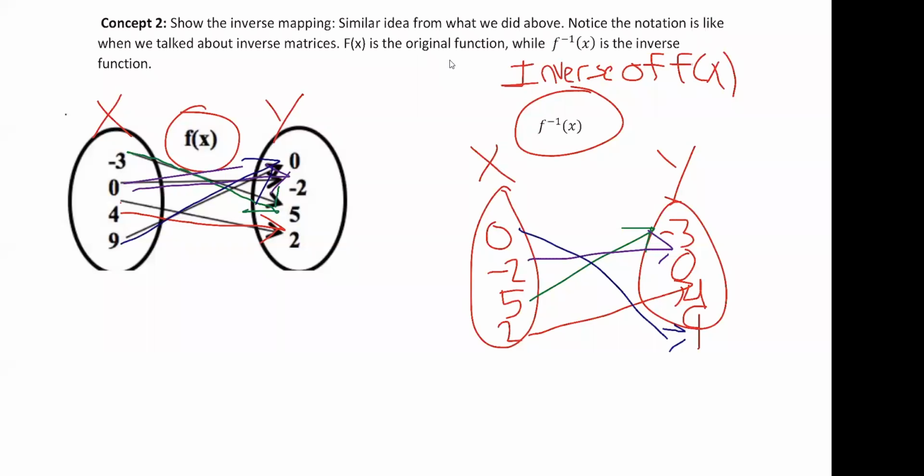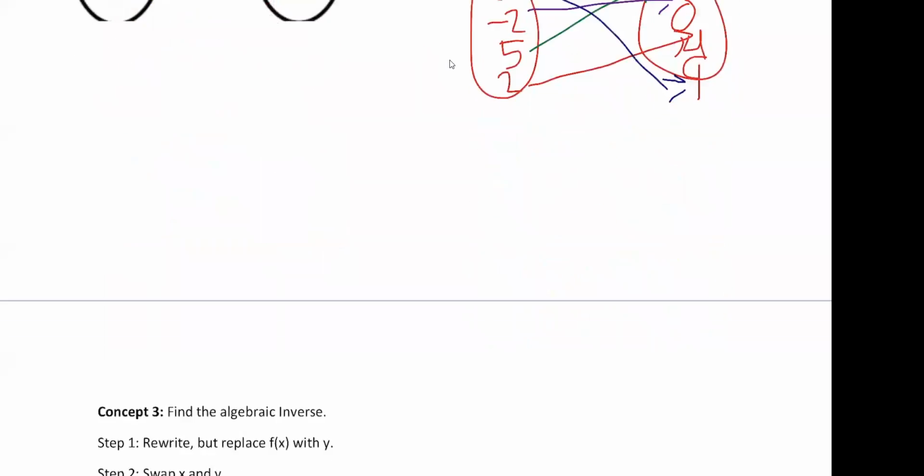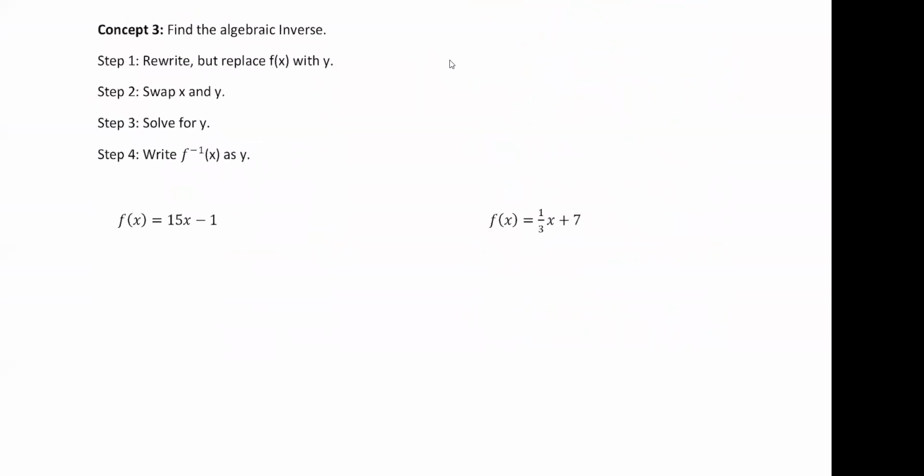So the next thing we're going to look at in concept 3 is finding the algebraic inverse. Basically, if we have a formula or a function, we're going to try and find the function that does the opposite, essentially, or basically undoes what our original function was.